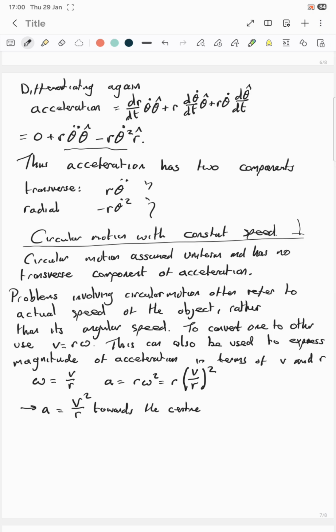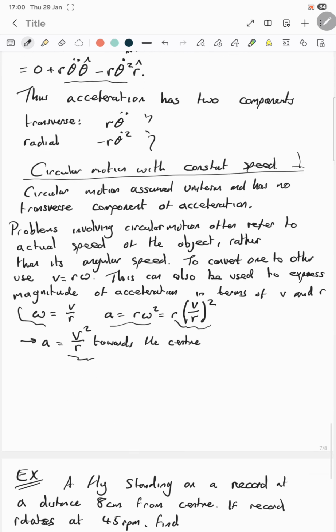So problems involving circular motion often refer to the angular speed of the object rather than its linear speed. To convert one to the other, we use v equals r omega. This can also be used to express magnitude of acceleration in terms of v and r. Now omega, as we already established, is v over r. So the acceleration is r omega squared. So we plug in the value for omega squared here, which is v over r squared. So the acceleration is given here, and it's acting, like we said before, towards the centre.